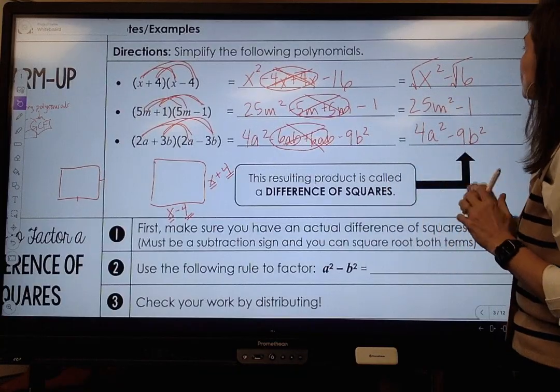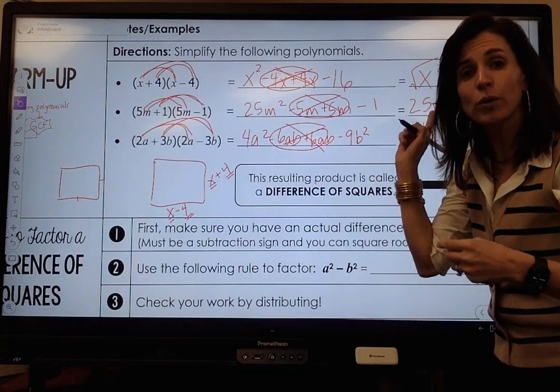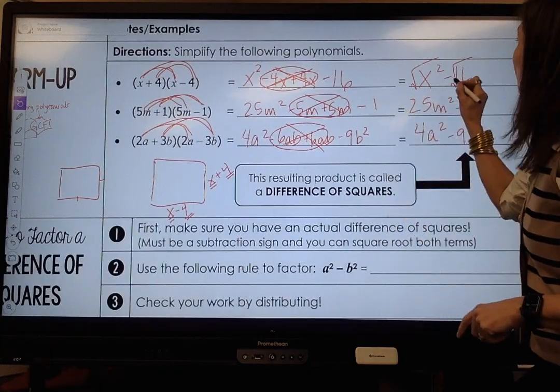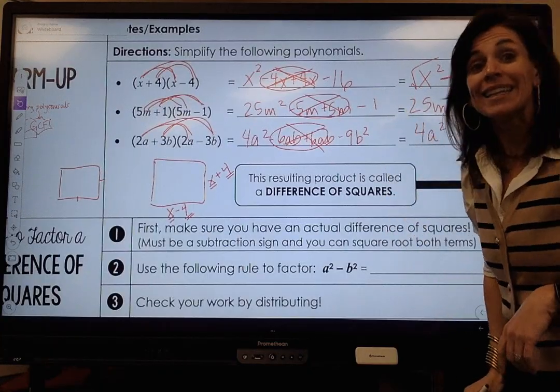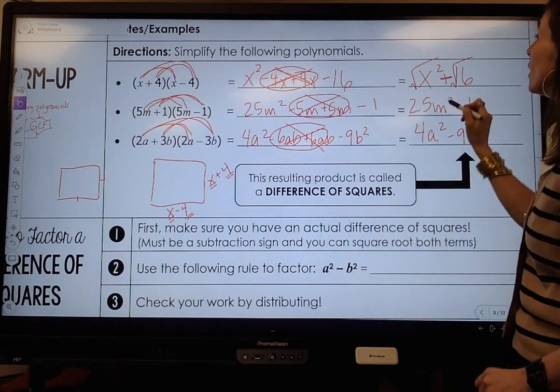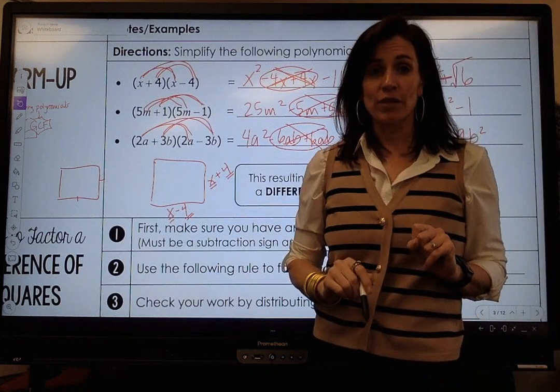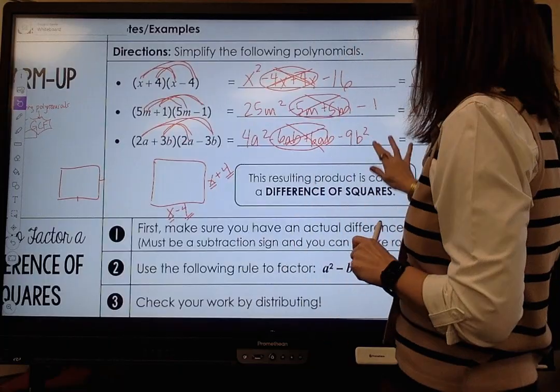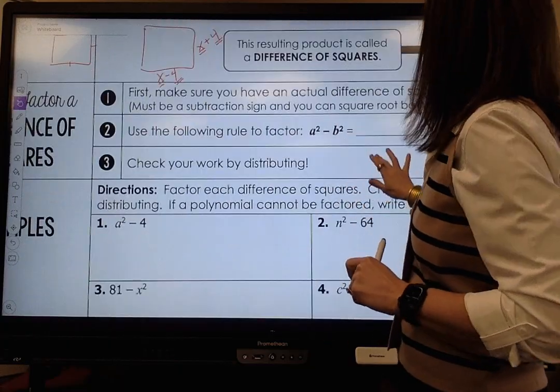Can you take the square root of 16? Yes, 4 and 4 gives you 16. And is it a negative? Yes. Then it is a difference of squares. If this were positive, you do not have a difference of squares. Okay? So let's go down here.